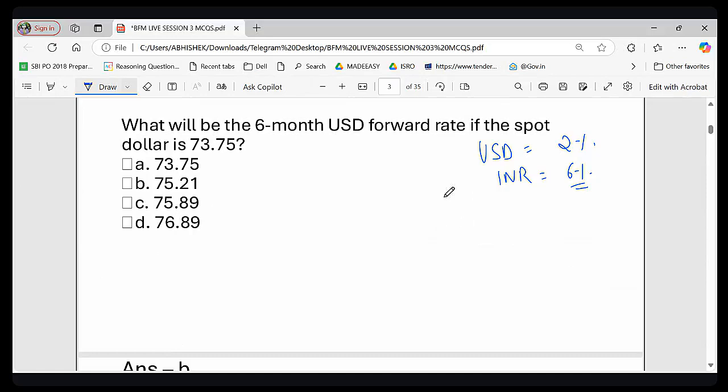Okay, now let's move forward. You see the spot rate in INR. The spot rate is INR per 1 USD. I can write it like 73.75 rupees. Right, this is 1 USD.